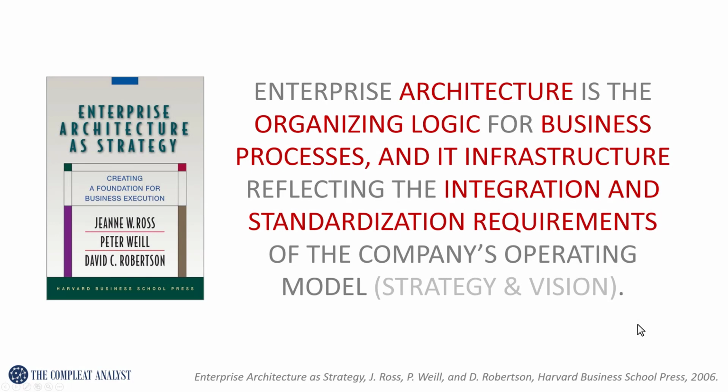Here is another overlapping view from the book Enterprise Architecture as Strategy. Hopefully you will see the parallels and differences too. What it refers to here as organizing logic is essentially the same as the structure of the components and relationships referred to by TOGAF. Business processes and IT infrastructure are another summary way of describing the full stack of business information systems and technology, also referred to by TOGAF. The architecture must also reflect the integration and standardization requirements defined in the operating model, and I've added the words strategy and vision to indicate where these are defined. For more information on operating model strategy and operating model vision, please refer to the show notes below.